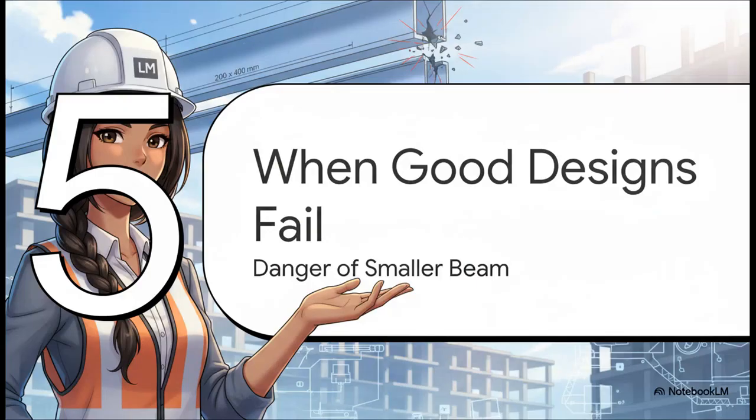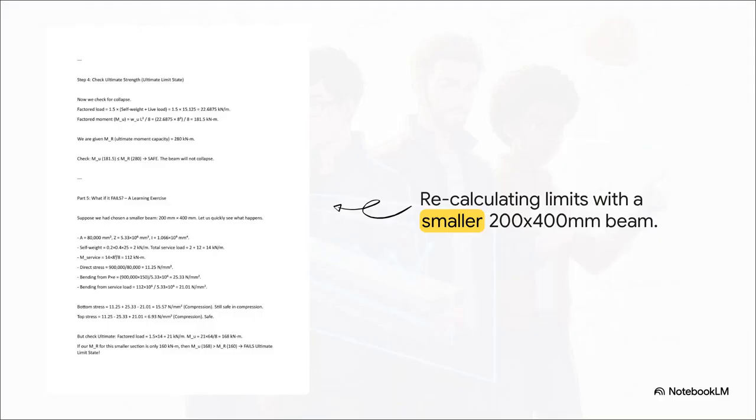Part 5, when good designs fail, looking specifically at the danger of the smaller beam. But what if we mess with the parameters? Say we try to use a smaller 200 by 400 millimeter beam, just to save a few bucks on materials. As we run the numbers on this smaller section, we discover a really terrifying hidden danger.